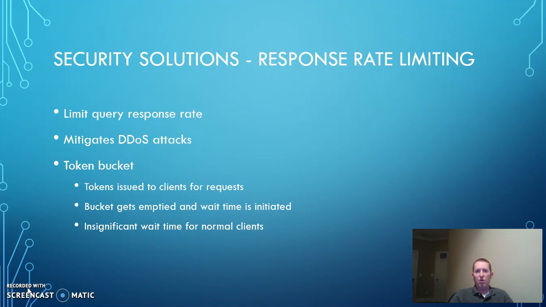Response rate limiting, or RRL, is a method to limit the query response rate of a DNS server in order to mitigate distributed denial of service attacks. This is achieved by assigning a token bucket to each client that queries the server, then issuing a token for each request that the client makes, and then once the bucket is empty, utilizing a wait time before the bucket gets refilled. This wait time is insignificant enough for normal users, but makes a DNS server that is configured with RRL an unattractive target for attackers.